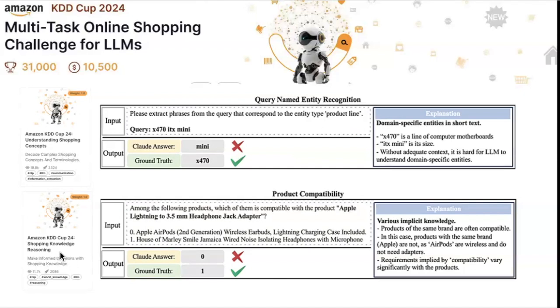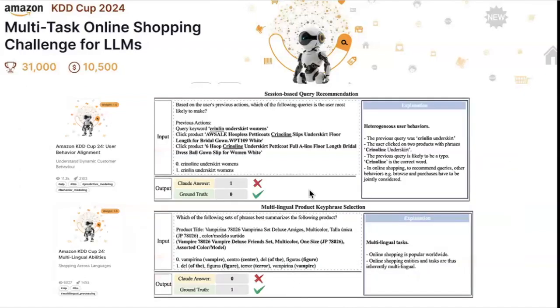So it's extracting the most relevant word from the query. The second track, shopping knowledge reasoning, is to test product compatibility. For example, it gives a multiple-choice problem, where option 0 is one product and option 1 is another product, and then it asks to identify which of these items is compatible with this Apple Lightning headphone adapter, right? And then the model has to select either 0 or 1. So it's like a multiple-choice question.